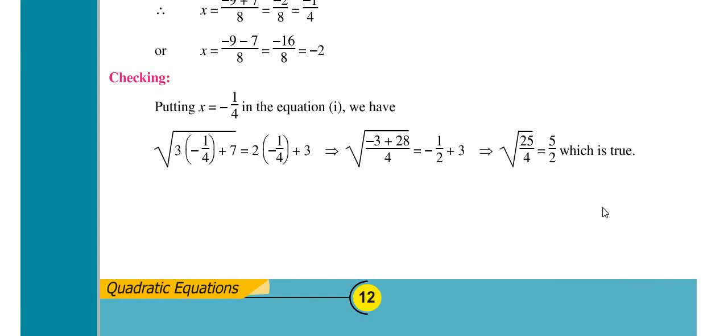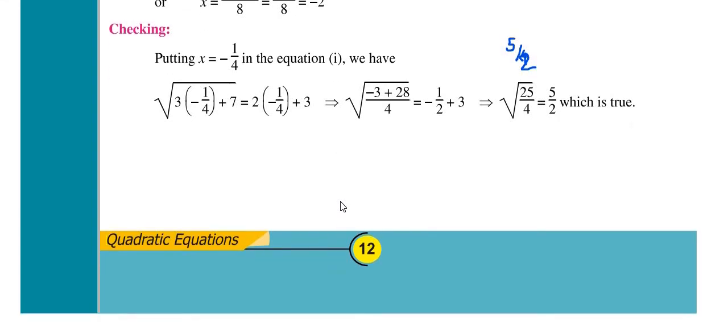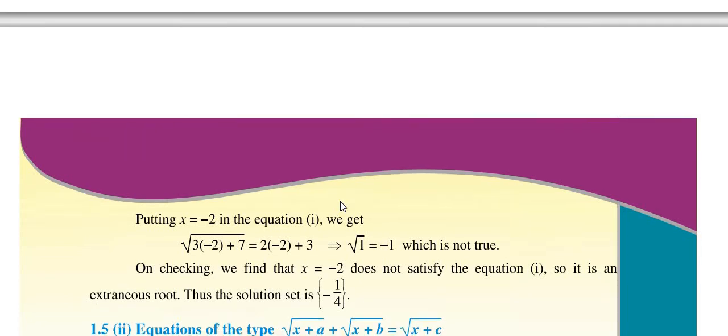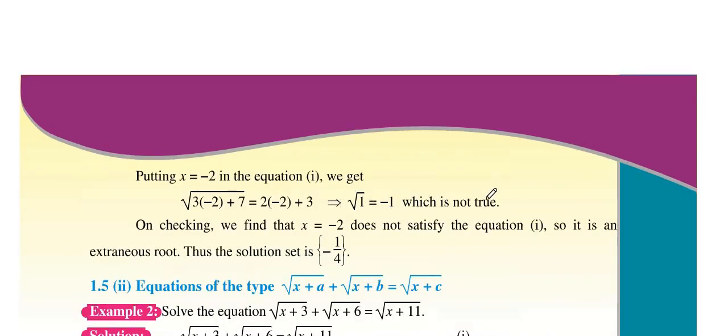X equals minus 1 by 4. When you put it in equation 1, we have 5 by 2 on the right, and on the left there is square root of 25 by 16, which is also 5 by 2. So this is true. It is satisfied. So minus 1 by 4 is a root of the equation. Second one, x equals minus 2. In equation 1 we get square root of 1 equals minus 1, which is not true. That means minus 2 does not satisfy equation 1. So it is an extraneous root. And the solution set is minus 1 by 4.